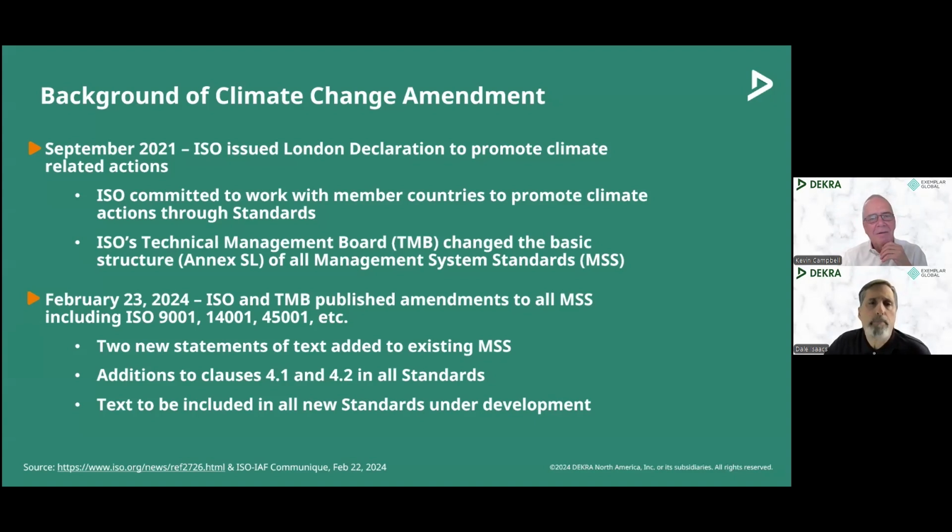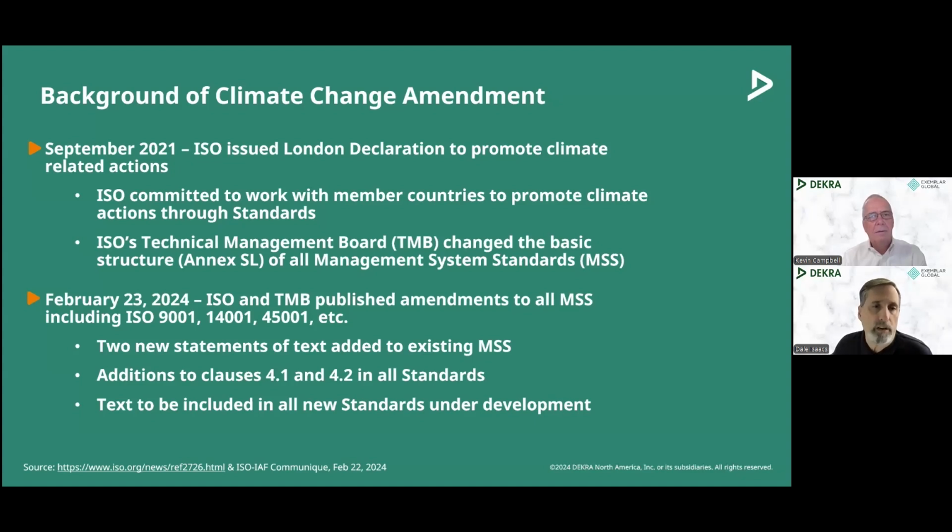Now, let's take a look at the background of the Climate Change Amendment. Back in September of 2021, ISO issued what has come to be known as the London Declaration to Promote Climate-Related Actions. In a meeting in September of 2021, ISO committed to work with all of its member countries around the world to promote climate actions through the development of standards. ISO's Technical Management Board, known as the TMB, changed the basic structure for all management system standards.